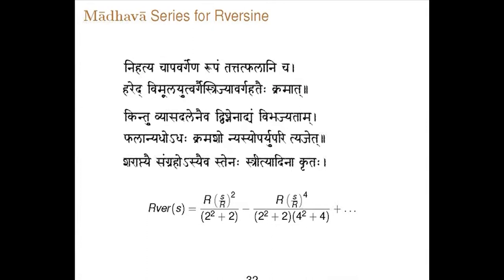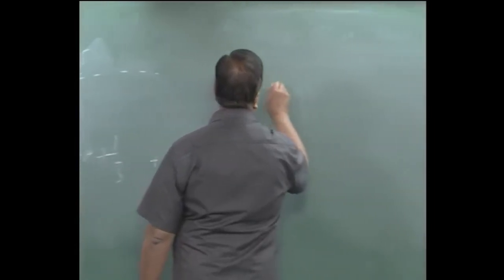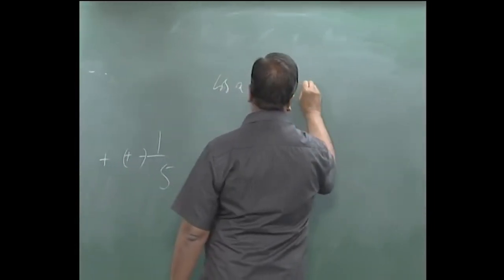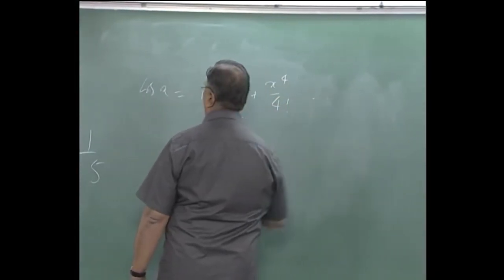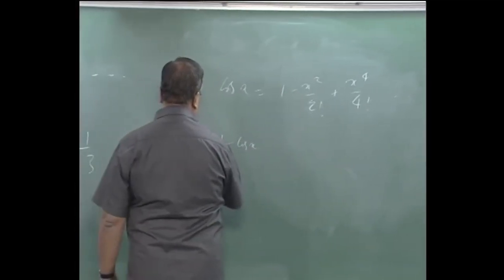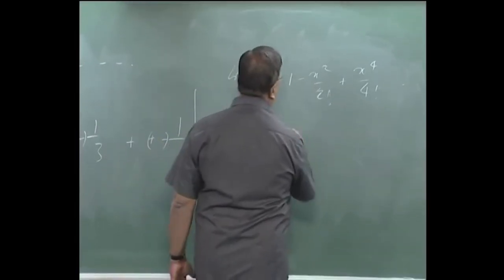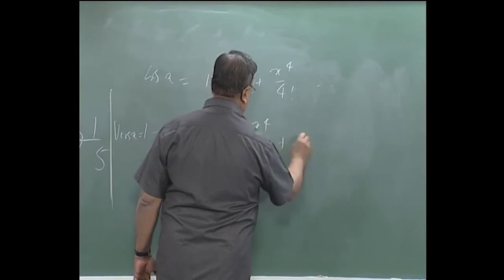Then Madhava has given another set of verses for the Varsain or the Shara, that is 1 minus cos. So, what is the Varsain series? Cos x is 1 minus x squared by 2 factorial plus x to the 4 by 4 factorial, etc. So, 1 minus cos x, which is Varsain x, is equal to x squared by 2 factorial minus x to the 4 by 4 factorial plus and so on. So, this is the series Madhava is giving.